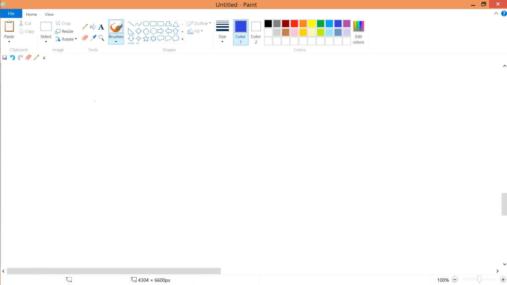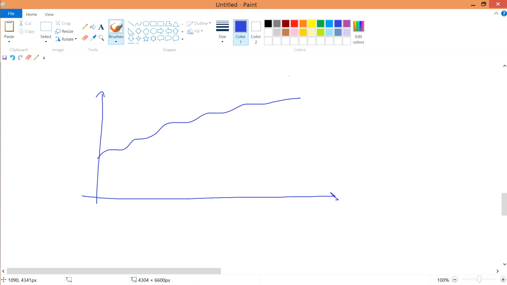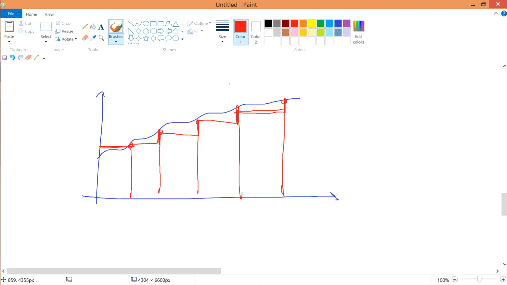So imagine you have an analog signal, and then you take the sample points of the analog signal, and then now you're going to reconstruct this analog signal using a 0th order hold. Hold it, comes out, hold it, comes out, hold it, comes out, hold it, comes out. So this is the 0th order hold.